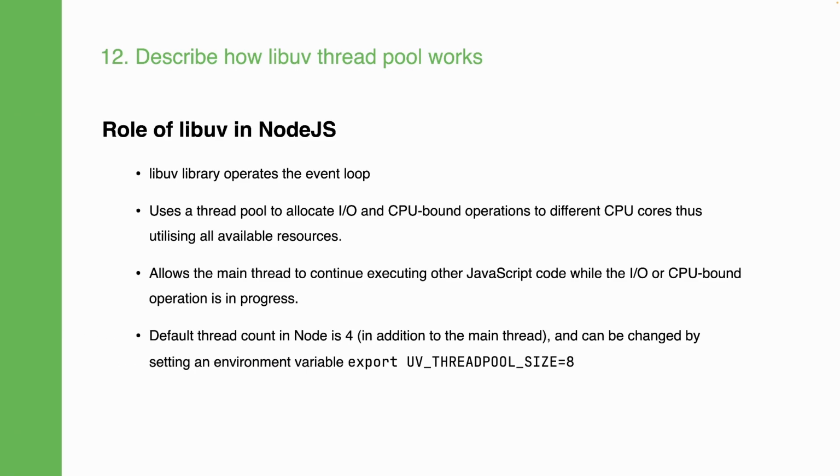Finally, the default thread count in Node is 4, and this is on top of the main thread. This can be changed by setting an environment variable UV_THREADPOOL_SIZE to a number such as 8.